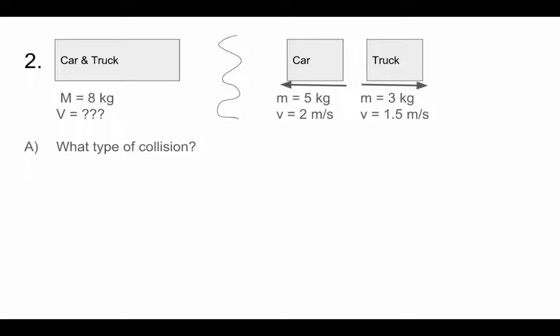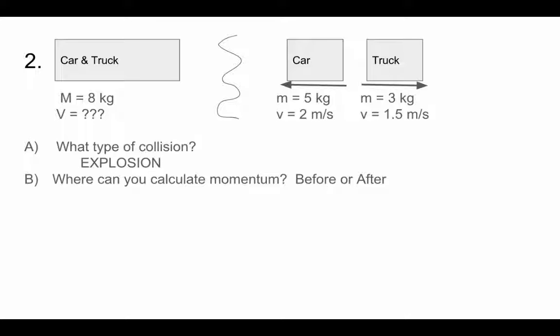So again, what type of collision is this? Well, since you started with one thing and ended with 2, this would be an explosion. Part B, where can you calculate the momentum? Well, I have all of the numbers available after, so I can calculate after.